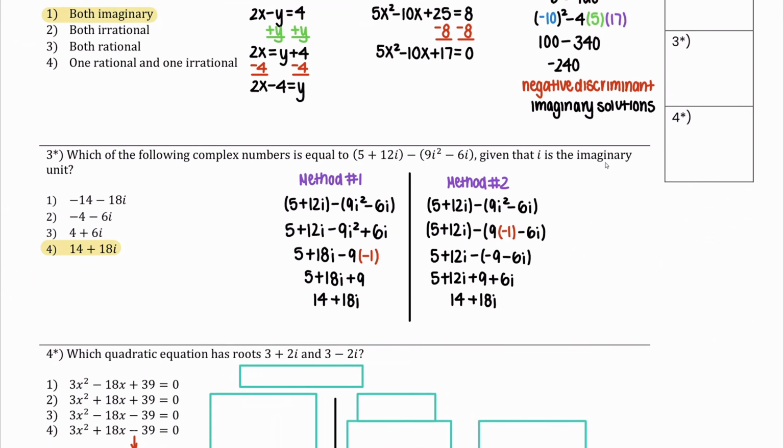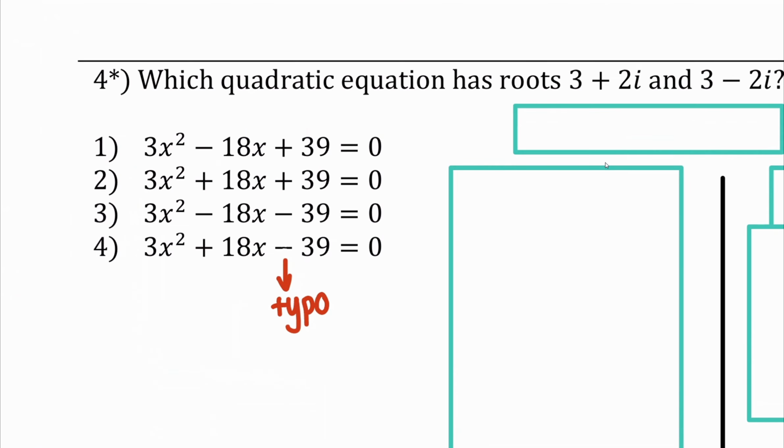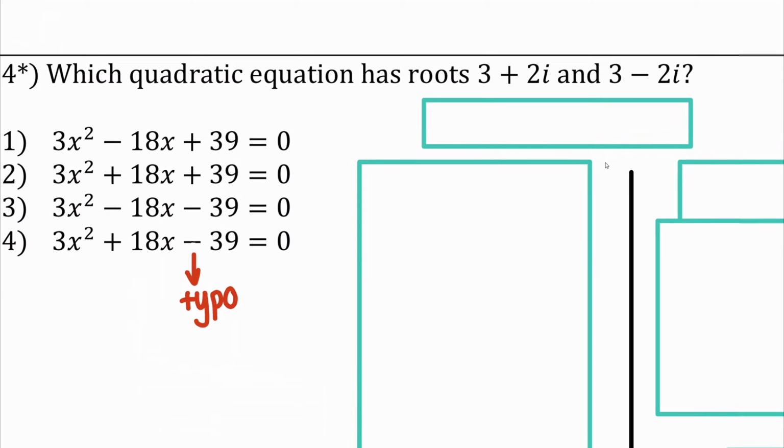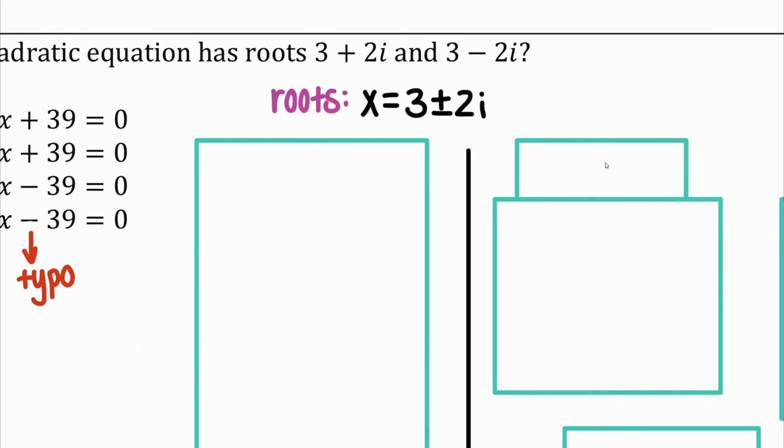Okay, let's look at number 4. I made a typo on answer choice number 4. This should say minus, oh whoops, yeah, that should say minus instead of plus. So here they tell us we have 2 roots. We have x equals 3 plus minus 2i.